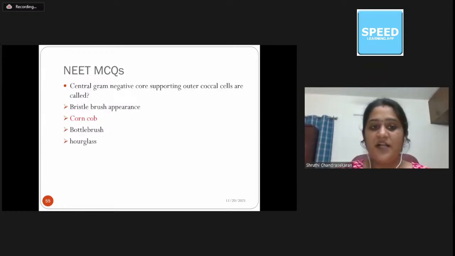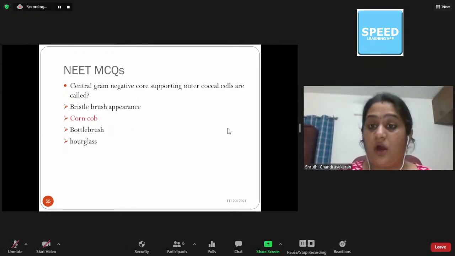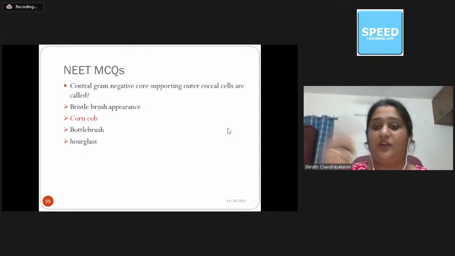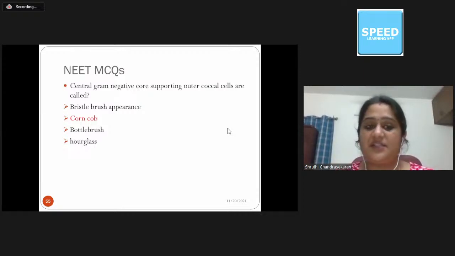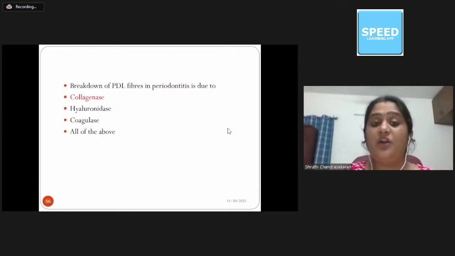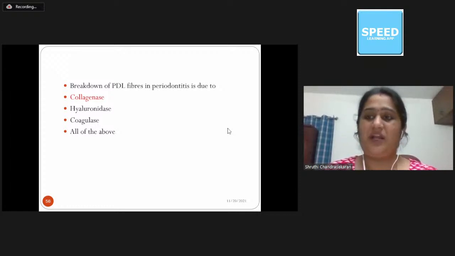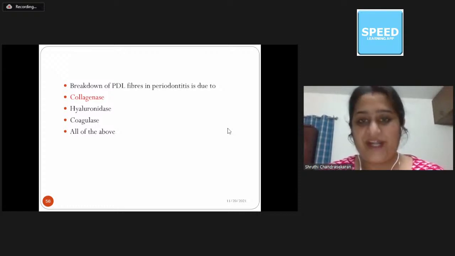A central gram-negative core supporting outer coccal cells is called the corncob appearance. We just mentioned it during plaque formation. So a central gram-negative core and an outer coccal cell periphery is called the corncob appearance. The breakdown of PDL fibers in periodontitis is mainly because of the collagenase enzyme, because the PDL fiber is mainly made up of type 1 collagen. So any bacteria which produces collagenase enzyme will be able to degrade the PDL fibers.